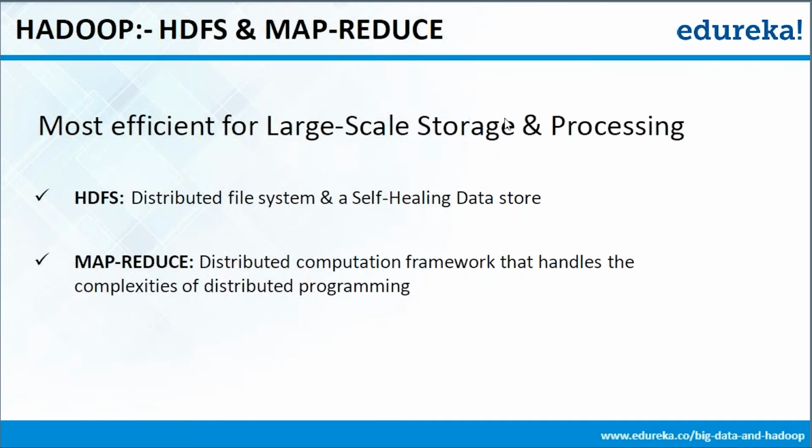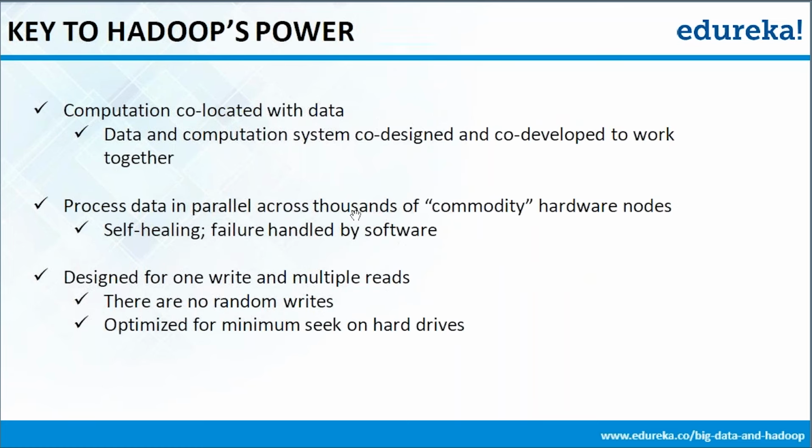Most efficient for large scale storage and processing, correct? Distributed file system and self-healing data store, correct? And MapReduce, a distributed computation framework that handles the complexities of distributed programming, correct? So we have this computation co-located with data, so that makes it special, as many of you pointed out. Data and computation system co-designed and co-developed to work together.